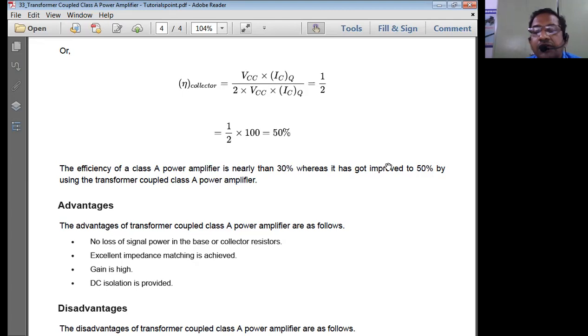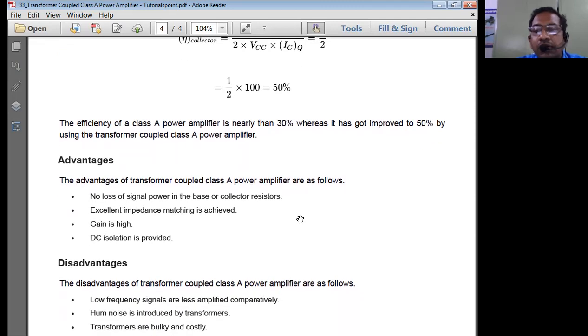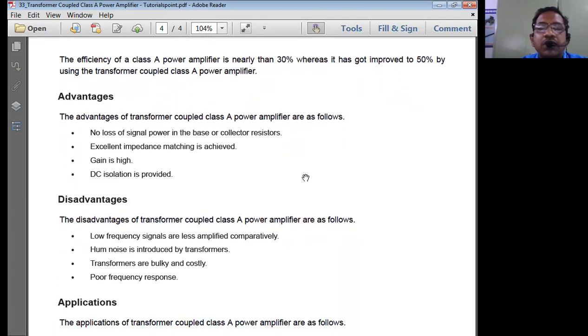And in the case of the class A power amplifier with transformer coupling, the efficiency has been improved from 25% or around 30% to 50%. Therefore, it is going to have good efficiency. Anything which is reaching 50% is considered a good efficient circuit for us. Therefore, in comparison to the class A power amplifier without transformer coupling, it is better by considering a transformer coupling. That is what we can have.